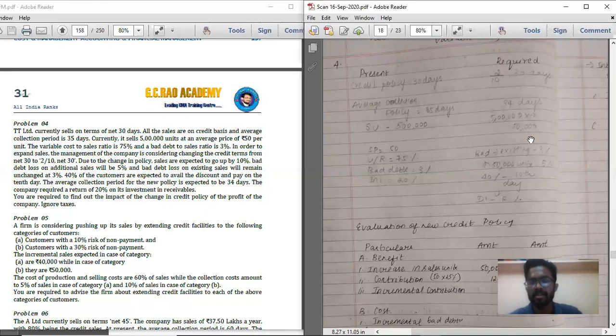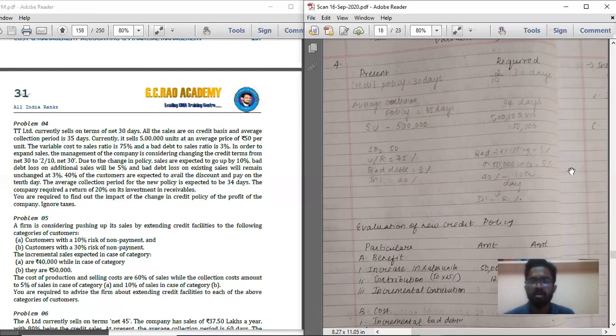Whereas under the required, that is the new policy, bad debts for existing sales is 3%. Bad debts, arrow mark, existing is equal to 3%. And for 50,000 units, that is the incremental sales, it is 5%. For that 50,000 units alone, 5%.